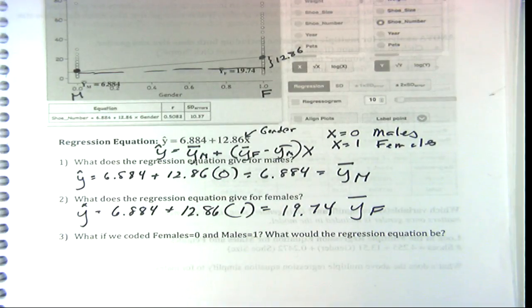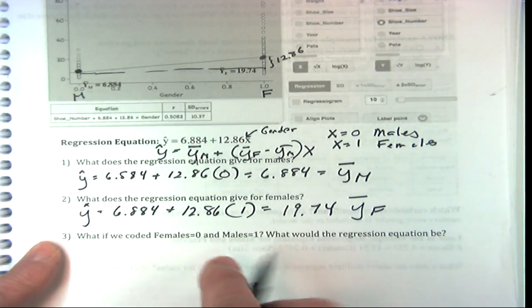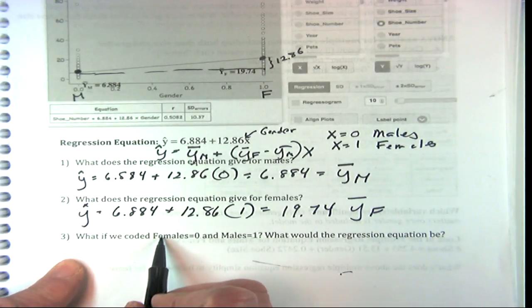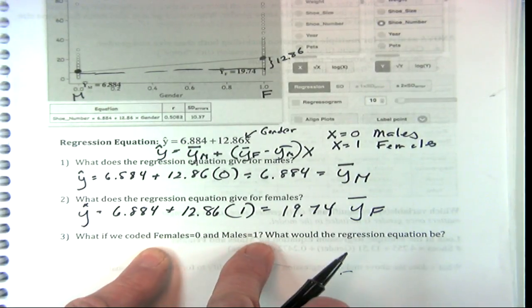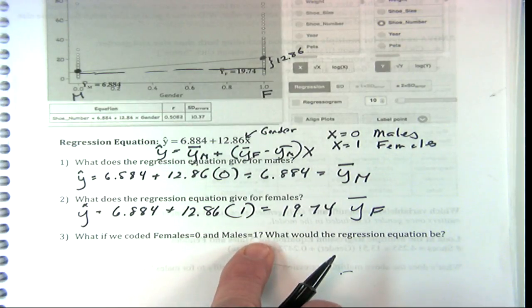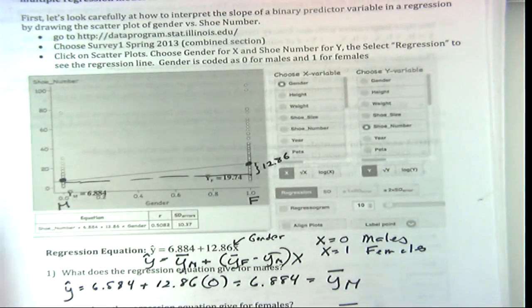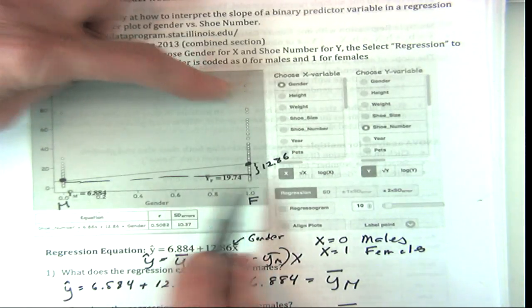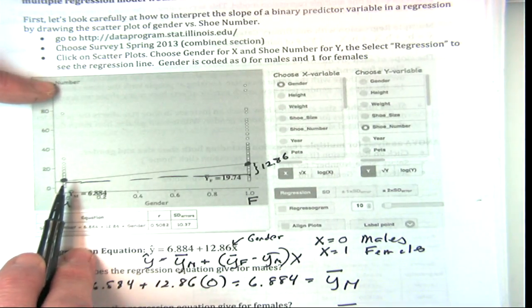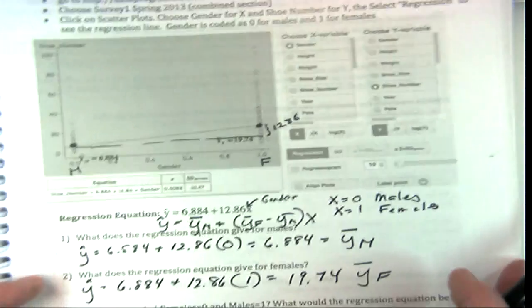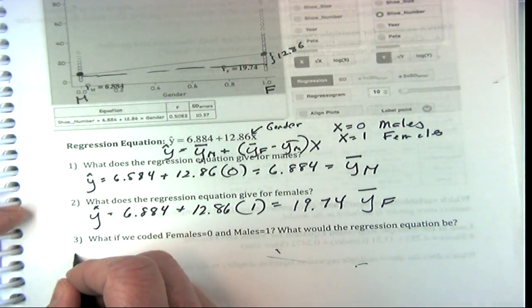And what do you think would happen? I said it was arbitrary which way we coded it. So what do you think would happen if I switched the coding? If instead, what would happen if we just switched it? So now females are 0 and males are 1. So what would the picture look like? Can you imagine? This bar would just go over here at 0 and the bars would be switched.